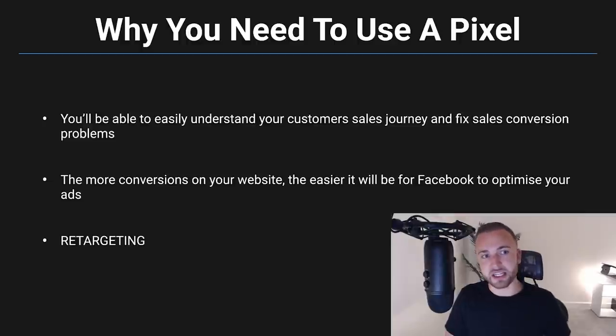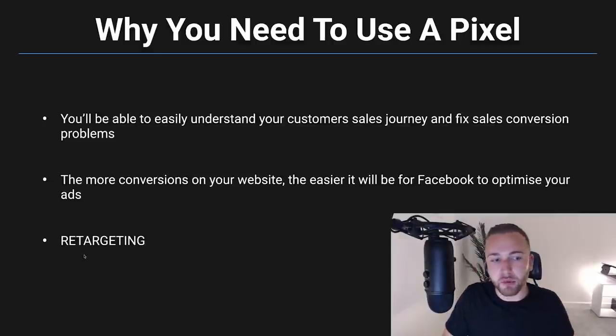We touched on a couple of these things. You'll be easily able to understand your customer's sales journey and you'll be able to fix sales conversion problems. So maybe people are visiting your website, you're noticing there's a lot of traffic, but for whatever reason, they're not buying your product. That might outline to us that there's something wrong with your actual sales page and you might need to adapt that. Now, the more conversions on your website, the easier it will be for Facebook to optimize your ads. So the more times that people buy your products, the more Facebook is going to learn what kind of people are actually buying your product so it can better serve your adverts to those people and get you more sales.